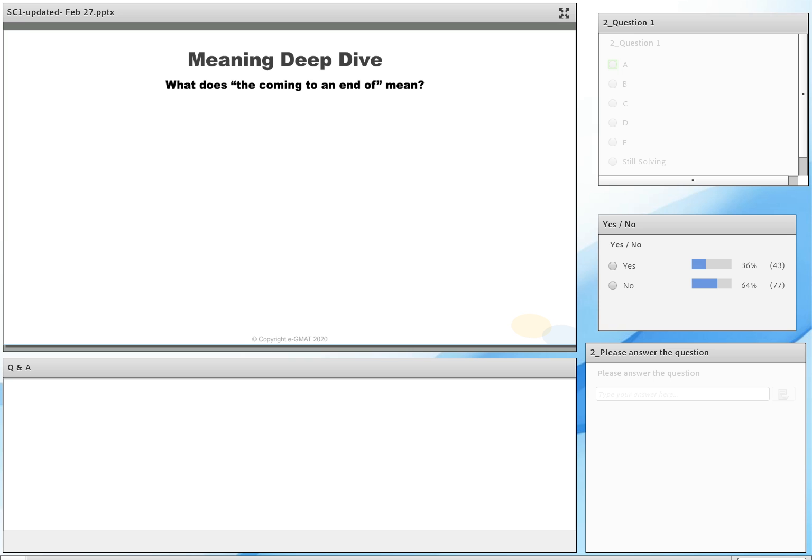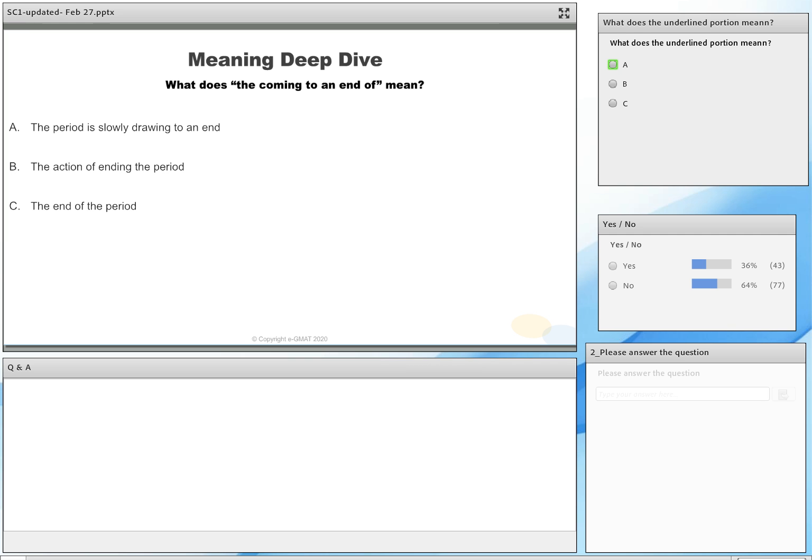I want you to think about the underlined portion of this sentence. So let me ask you this. Let me unbroadcast this. I want you to think about what the underlined portion of the sentence means. What does the coming to the end of mean here? So when we focus in on that underlined portion, what does the coming to an end of mean here? The period is slowly drawing to an end, the action of ending the period, or the end of the period?